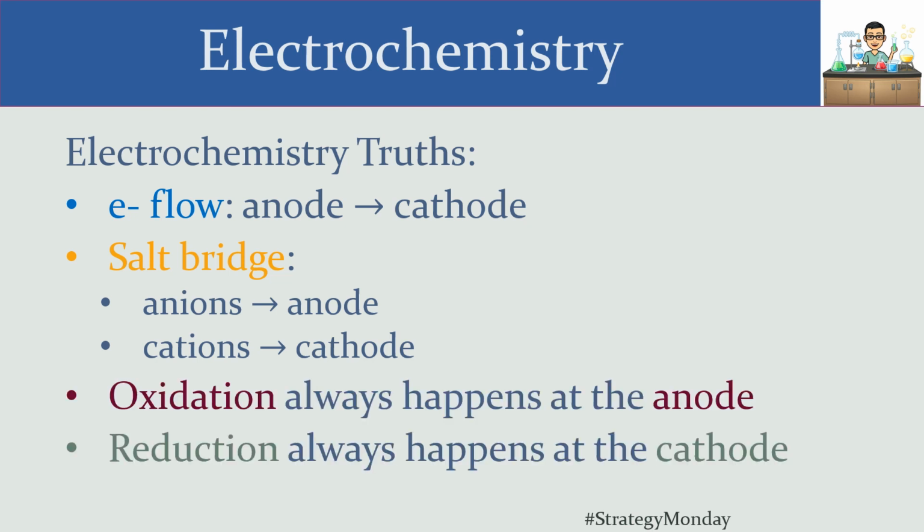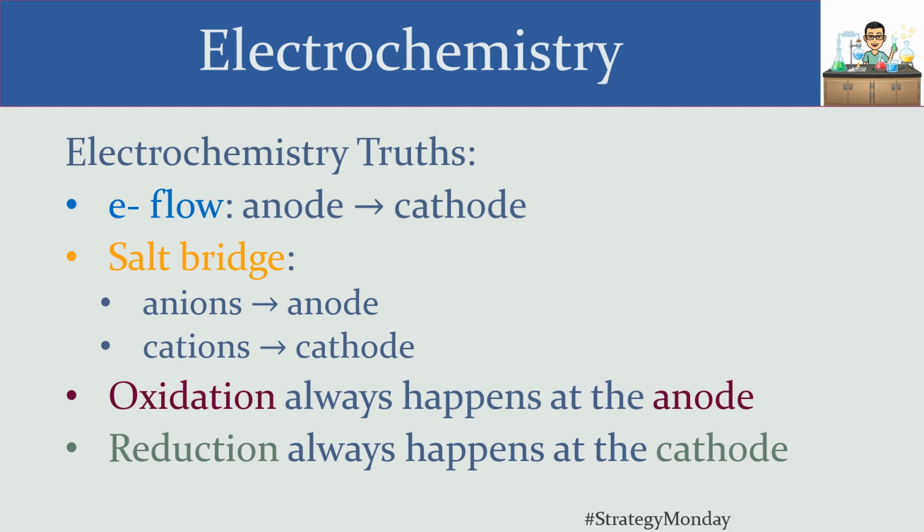The third thing that's always true is that oxidation always happens at the anode and reduction always happens at the cathode. So this set of truths is always in vogue. Every single time, these things happen regardless of whether the cell is spontaneous or non-spontaneous. And there's a lot of stuff related to what's happening on each side of the electrochemical cell, at the anode and at the cathode.